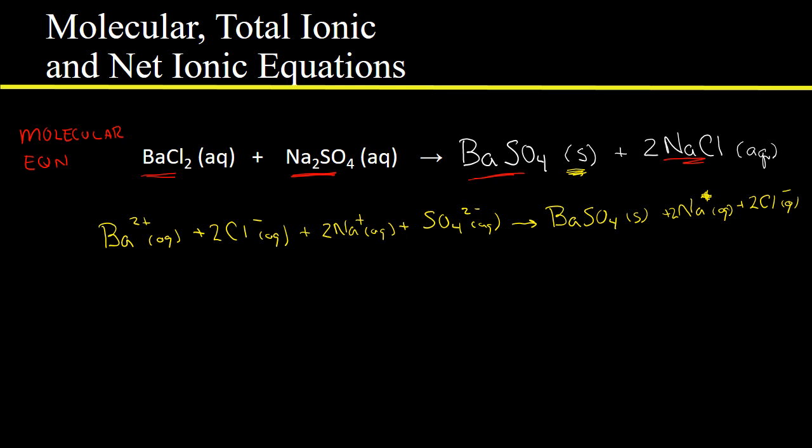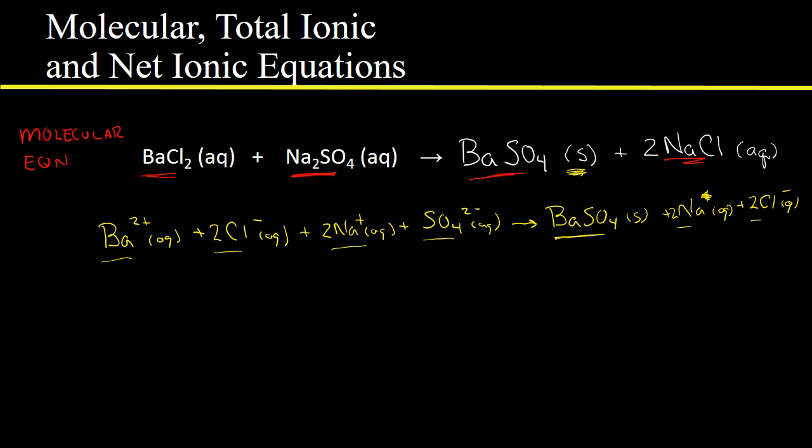All right. So this equation says we've got a solution. We mix these together. The solution contains barium ions, chloride ions, sodium ions, and sulfate ions. And when we mix all that together, we're going to get barium sulfate solid precipitating out, and we're going to have sodium ions and chloride ions remaining in solution. That's what this equation is telling us.